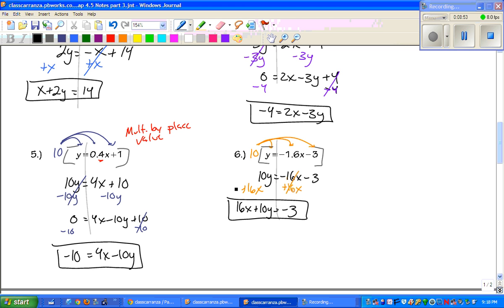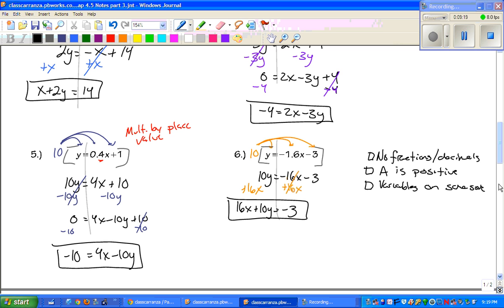So after each one of these, you should always check to make sure that you have no fractions or decimals. You have to remember that A has to be positive, and the variables on the same side. Okay? Every single time you should be checking to make sure that's the case. Okay? All right.